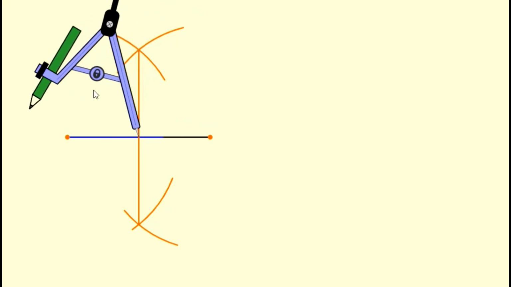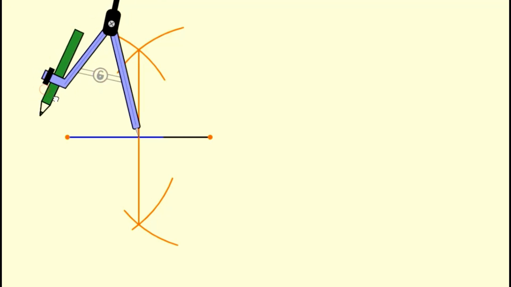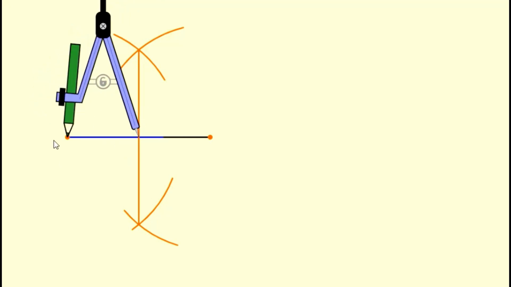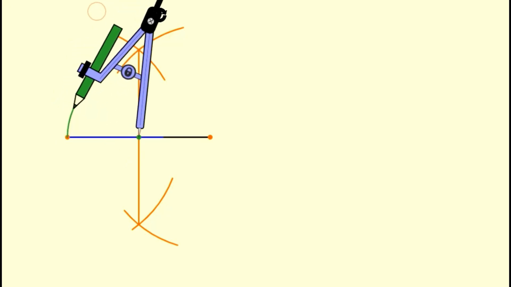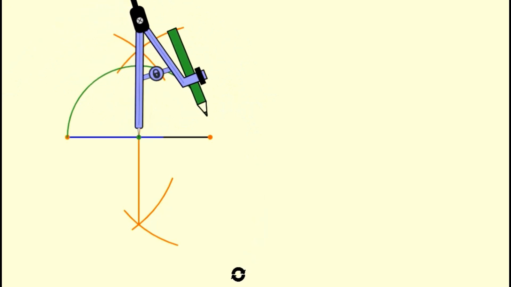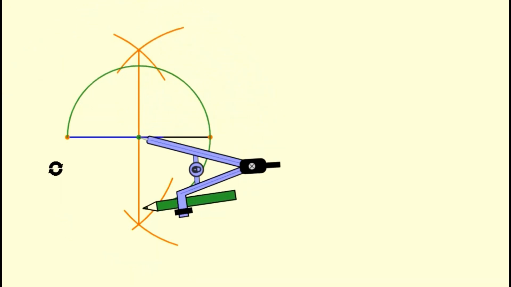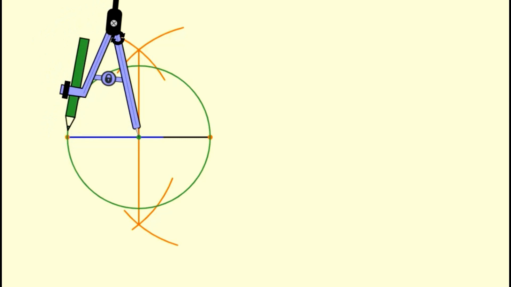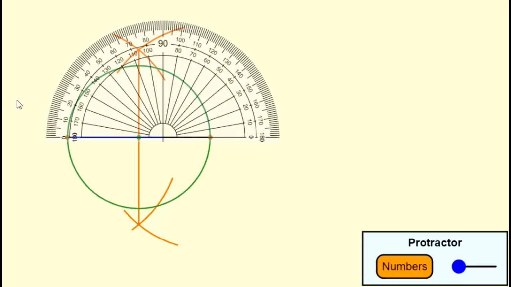Put the compass at the midpoint of the line. Take this much radius and draw a circle. Now put the protractor at the end of the 4 cm line, that is at P, and draw a line by taking 90 degrees to meet the circle.